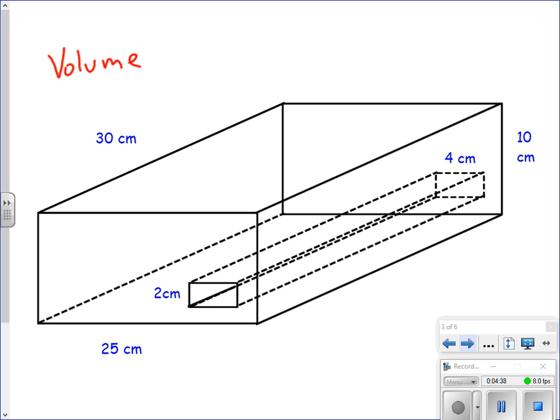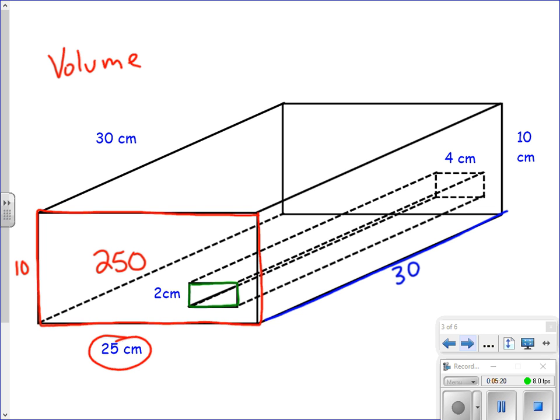Let's first work on the volume of this and find out what the volume is for this shape. As I told you before, if I can just find the area of this front and then times it by the depth, which in this case is 30, it says, then I will be able to find the volume of this shape. Now, I'm going to circle this part because we're going to have to subtract it from the front. So the front is 25 by 10, it says on the back. So 25 times 10 is 250.